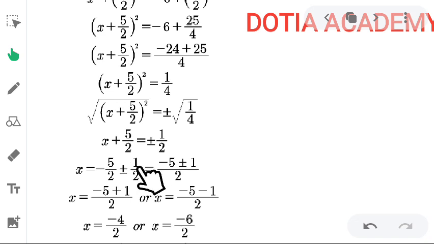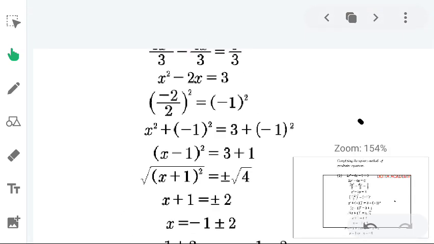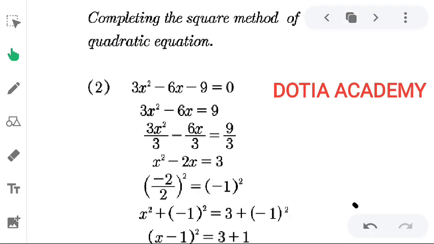Taking the LCM, this implies minus 5 plus or minus 1 over 2. The meaning of the plus or minus sign is that s is equal to minus 5 plus 1 over 2, or minus 5 minus 1 over 2. Minus 5 plus 1 is minus 4, and minus 5 minus 1 is minus 6. When you divide by 2, the result of the quadratic equation is minus 2 or minus 3.